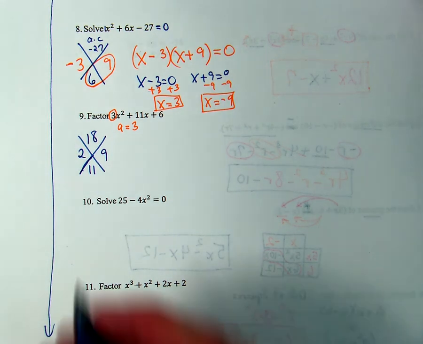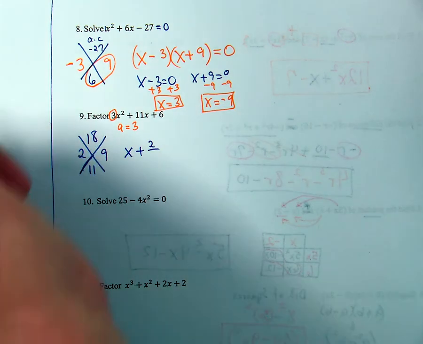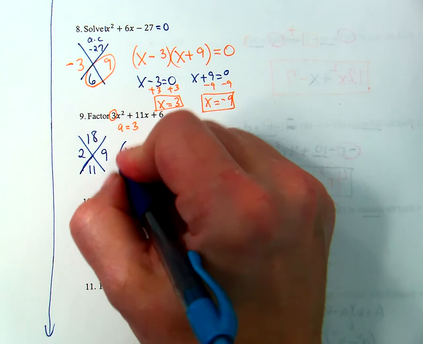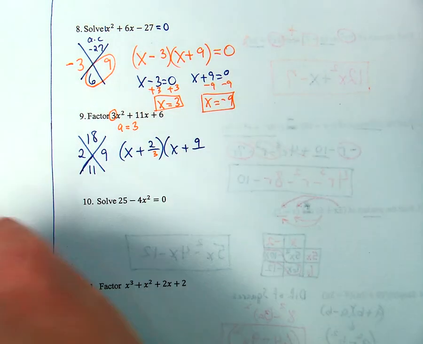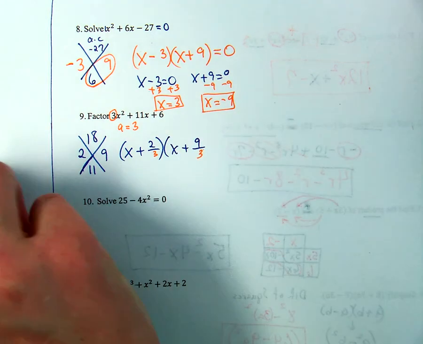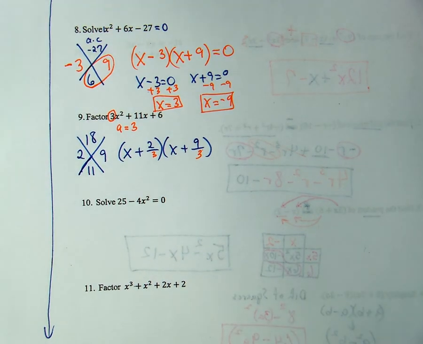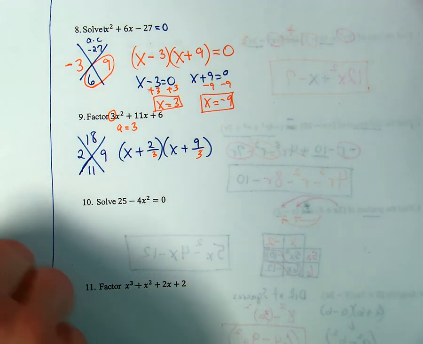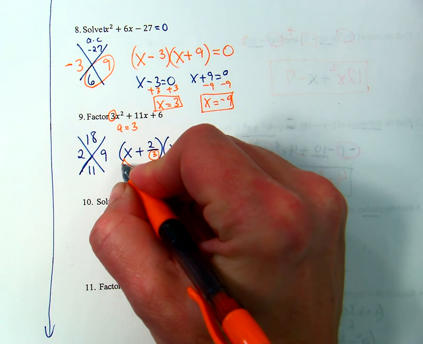Now, the next part is where we have to remember we're going to have x plus 2, but that 2 is going to go over this a. So we're going to have 2 over 3, and that's going to be the first one. The second one's going to be x plus 9 over, and again we put that over a. So this is factor 1 over a, factor 2 over a, and then I have to do a little simplification before I can close this problem out.